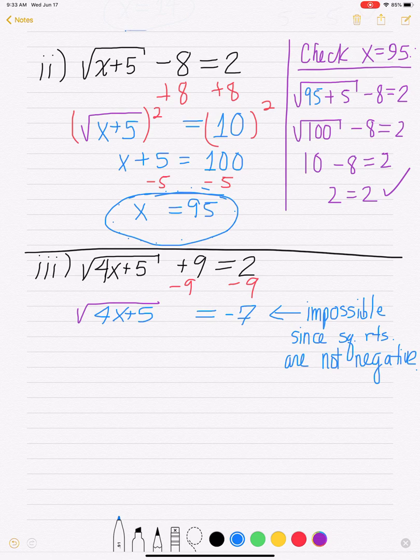All right, so it's impossible to square root something and get a negative. So that means this has no real solution. No real solution here. Or just say no solution, rather.